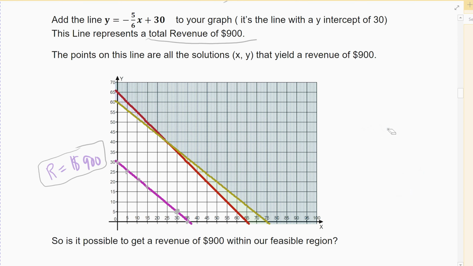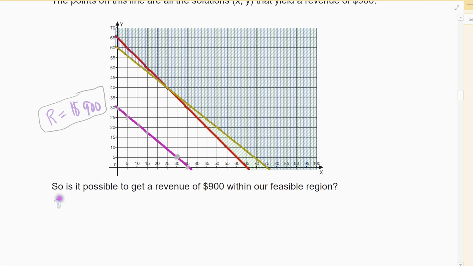And so the answer to my first question, which I wrote again down here, is: is it feasible to get a revenue of 900 within our feasible region? Yes. There are points that exist in our feasible region, and any of these points will make this true. So that's yes. All right. Now, my second question is, is that the biggest revenue I can get? Well, it's kind of in the middle of my line here, so I'm going to guess there are bigger revenues out here because there's more area here. And so I'm going to assume that no, that's not the biggest revenue I could get.